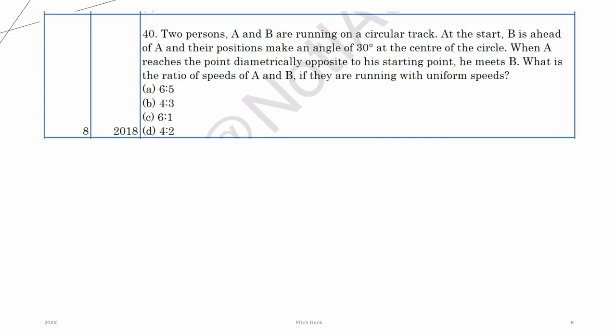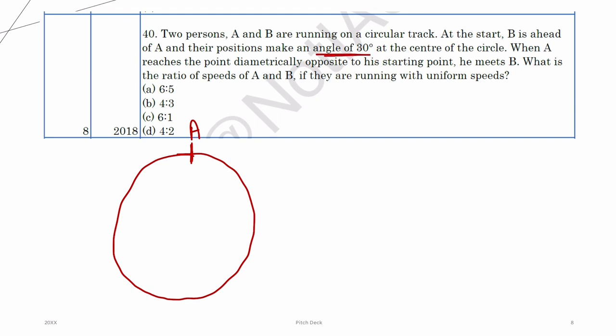Let's see. Two persons, A and B, are running on a circular track, right? Let's make it a circular track. B is ahead of A. So suppose A is standing here, B is standing somewhere ahead of A, making an angle of 30 degrees from the center of the circle. So this is their position, and there is a 30-degree angle between them, right?